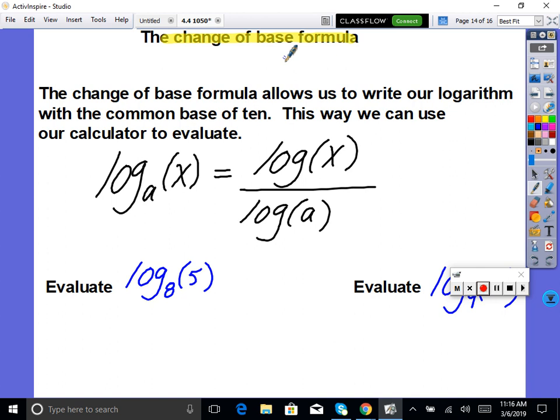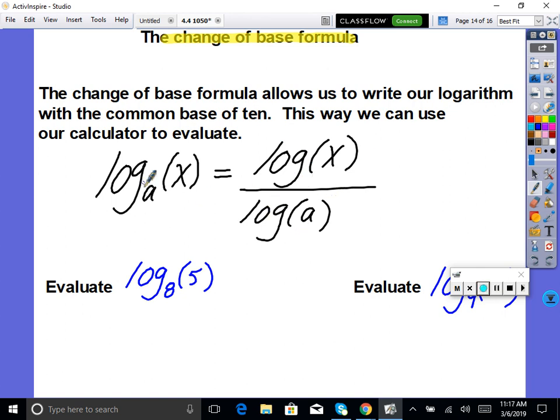So it says the change of base formula allows us to write our logarithm as a common base of 10. This way we can just use our calculator to evaluate instead of having to rewrite them as the same base. So if you have log of any base of anything, you can rewrite it as such. So log base a of x can be rewritten as log base 10 of x divided by log base 10 of a.